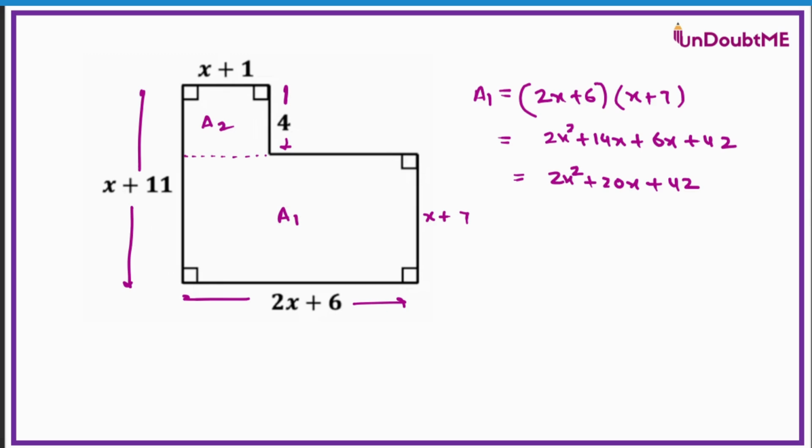And likewise, I will also find A2. For A2, I have just 4 times x plus 1. That will give me 4x plus 4. All I need to do now is I need to just add A1 and A2. That will give me the total area.